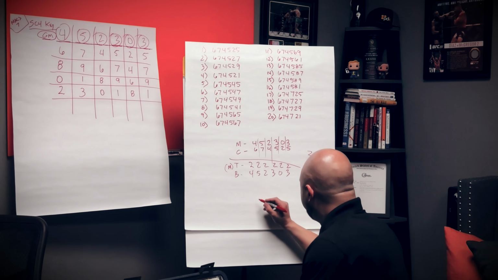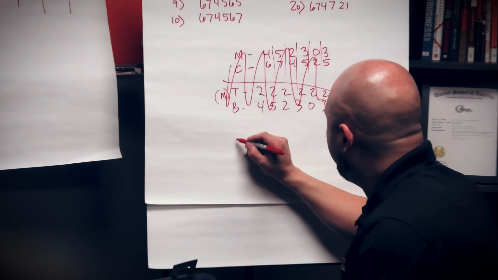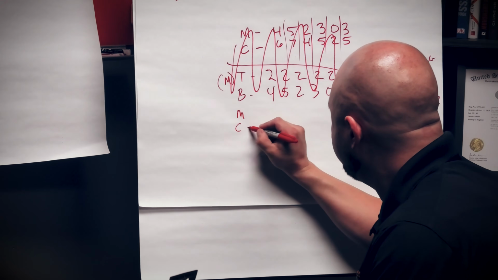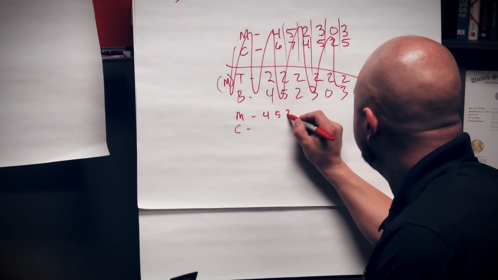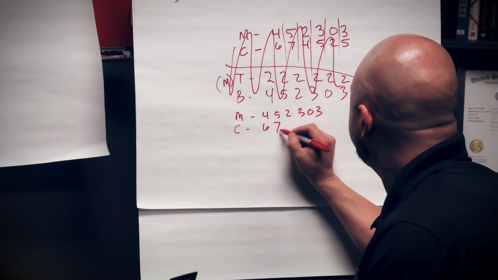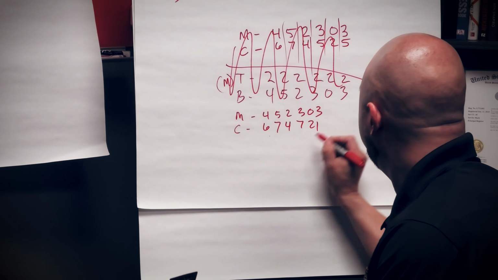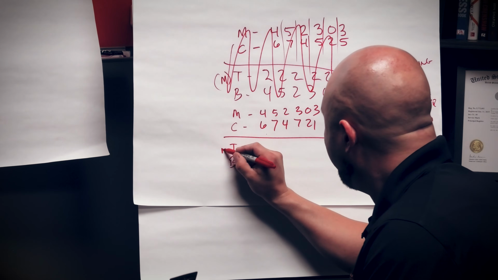So let's say I have my master, so let's ignore this. Okay, I have my master key and my change key. My master key is always the same, 4, 5, 2, 3, 0, 3. My change key is going to be 674721. I need my bottom pin and my top and my master pin.